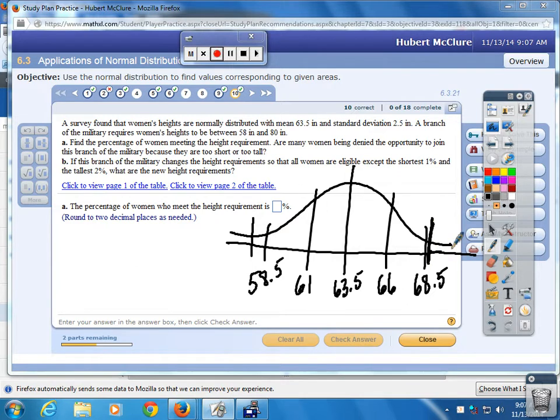So they want to know this area right here and this area right here. They've got the area. This area is 0.0200 and this area is 0.0100. So we need to go and find the z-score for 0.0100, and we need to find the z-score for 0.0200.